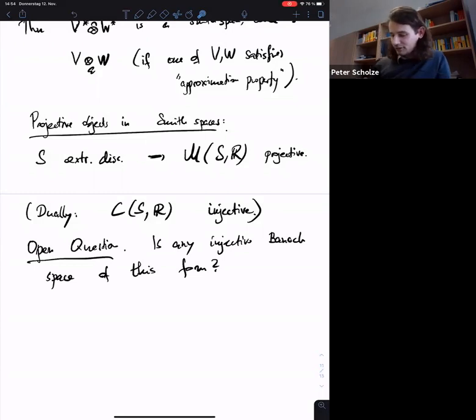So there is no known example of an injective Banach space that's not of the form continuous functions on some extremely disconnected set. And so this actually gives the extremely disconnected set an important role inside the theory of Banach spaces, because they are very closely linked to the injective Banach spaces. So in this sense, maybe a good sign that this category of profinite sets, or even of extremely disconnected sets, does have some tight relation with functional analysis.